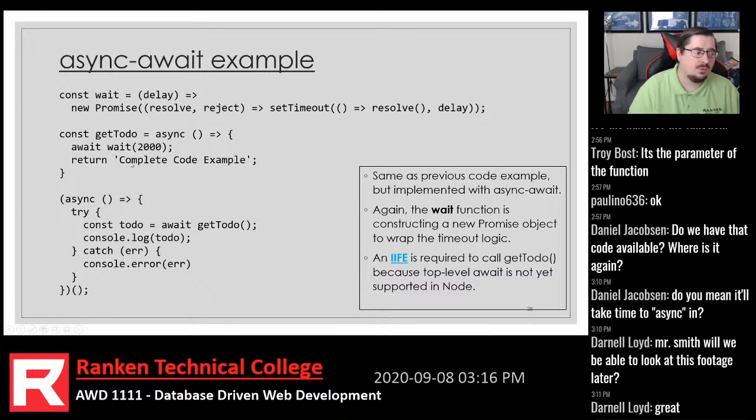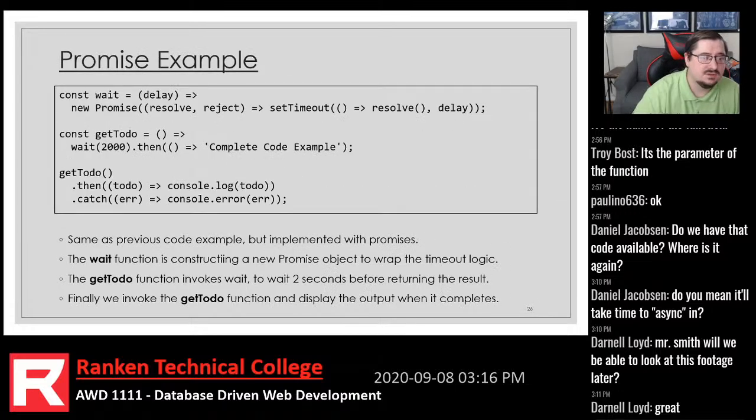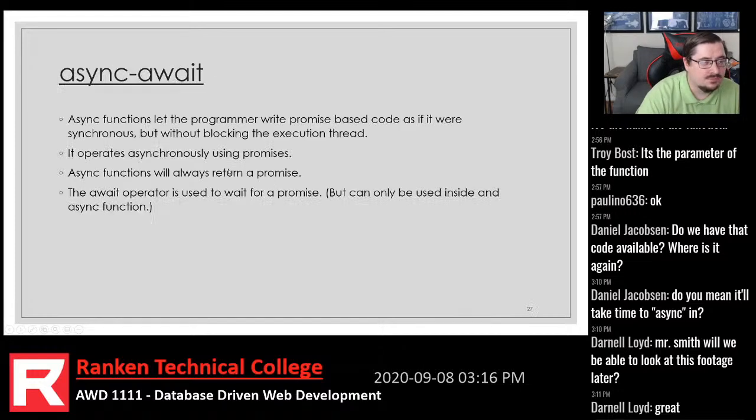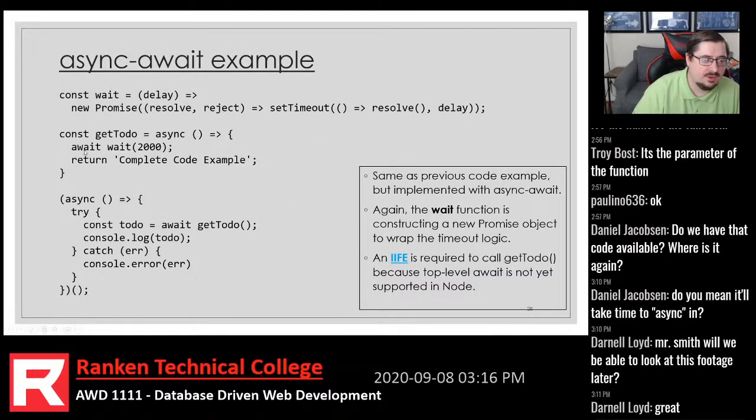So that's how I would implement that function here. And that's actually literally the same as what I had previously. It's just using a different syntax. My previous syntax said wait 2000 dot then do this, right? With the async await syntax, it looks like this instead. Okay. Now I do need to call getToDo.